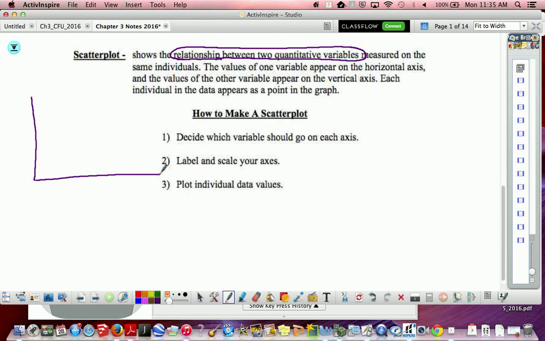So, what we do when we draw our scatter plots, most of the time it's in the first quadrant, though it doesn't always have to be because you could have negative values. You have your explanatory variable on the x-axis, and your response variable on the y-axis. Once you do that, make sure you label and scale your axes accordingly. So make sure that you have scales for both. Okay? And then when you plot your individual data values, make sure you use the whole graph.